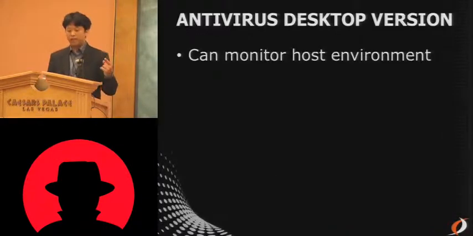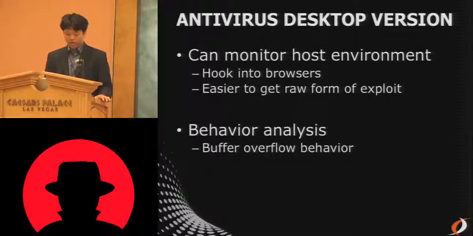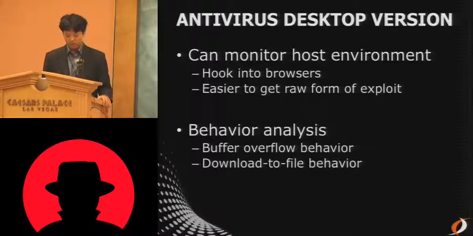The reason is because the desktop version can monitor the host environment. So it can hook into browsers. It's easier to get the raw form of the exploit, because if your browser decrypts the raw form out, and I'm monitoring everything that your browser is doing, if I'm hooking into the JavaScript engine, then I can get the raw form. And then I can also do behavior analysis, because, for example, I can do buffer overflow analysis. If you have segments of executable code in data segments, for example, that's very obvious that it's a buffer overflow. And we can also monitor for download-to-file behavior.